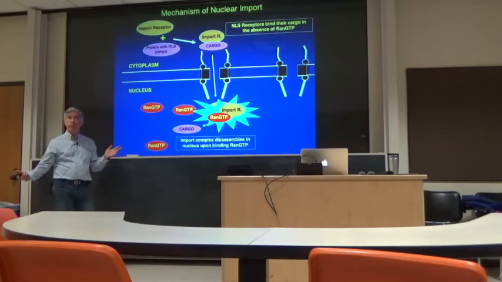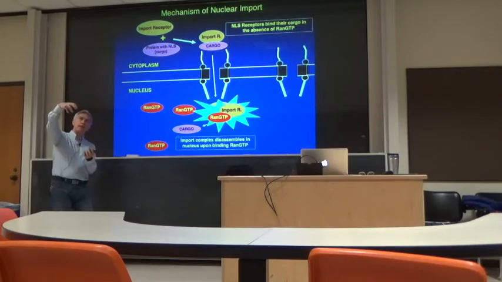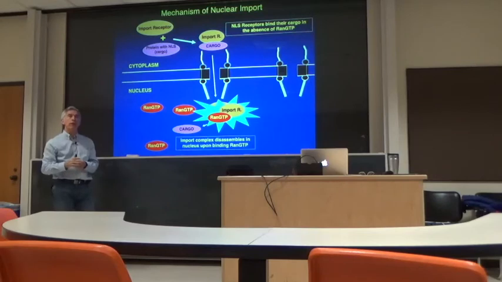Clear? Questions? Yeah. The RAN GTP binds in a different location and how does it change? Yep. That's what I tried to illustrate in the other textbook figure. It binds on one side, and when it's bound on that side, then it cannot bind the protein with the NLS.